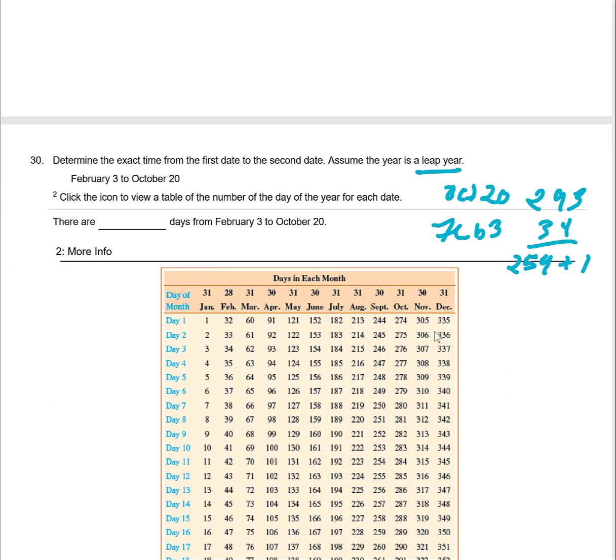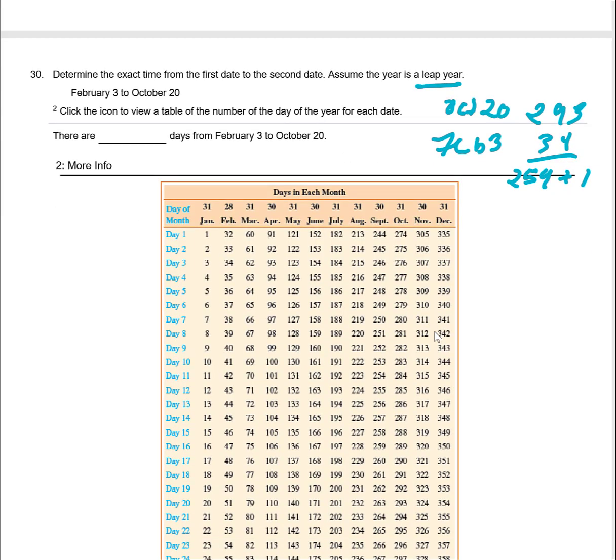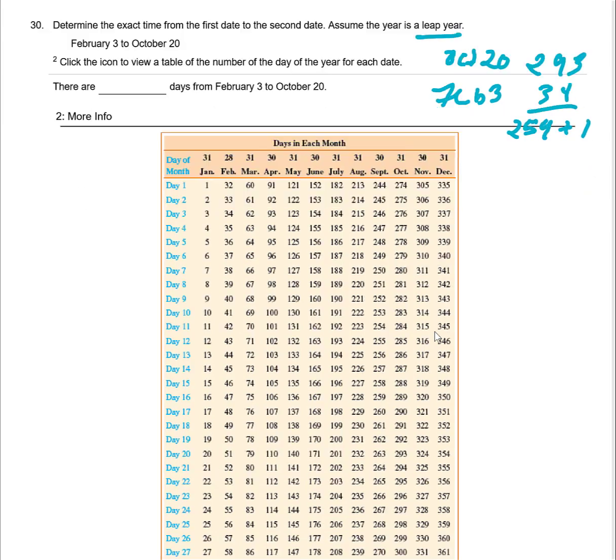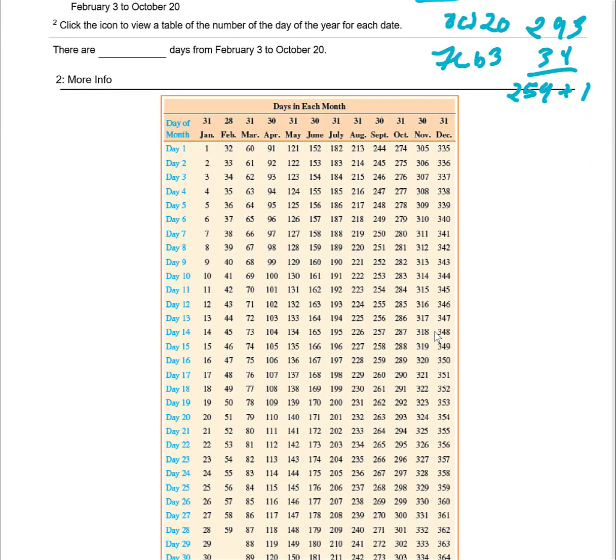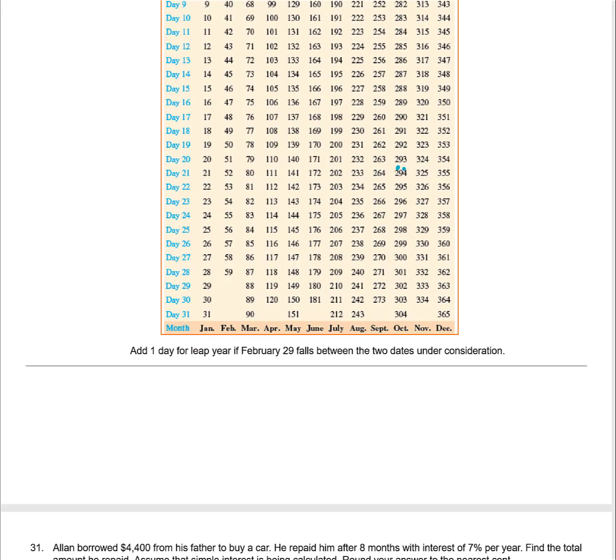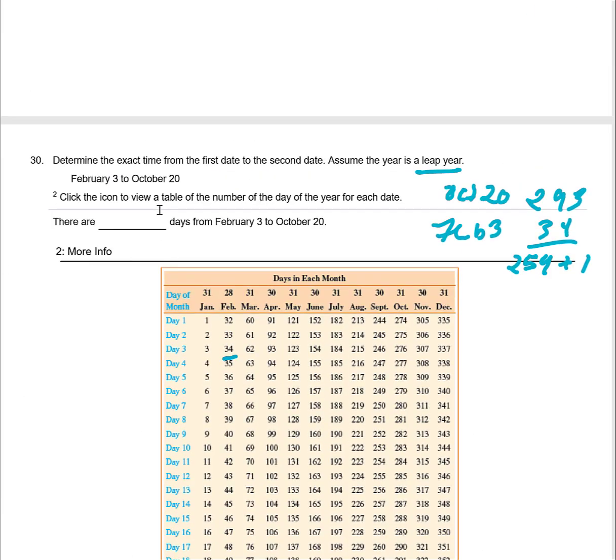Okay, this one here is where we're figuring out the number of days between two dates. So they want us to know the time from February 3rd to October 20th. So I went ahead and looked up October 20th in the table, and you'll see it's day 293, and then February 3rd is day 34, and I subtracted and I got 259. But notice this is a leap year, and there's a little note down here, add 1 day for leap year if February 29th falls between these dates, which it does. So the answer here is going to be 260 days between these two.